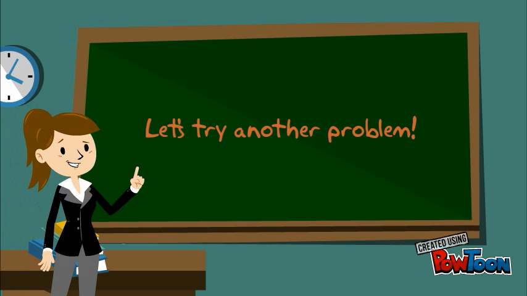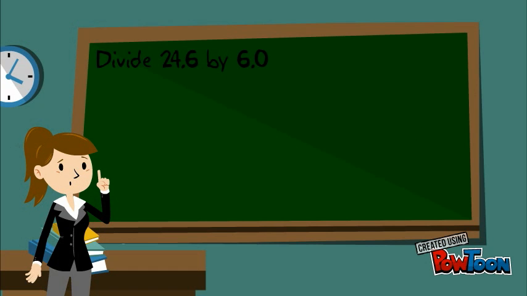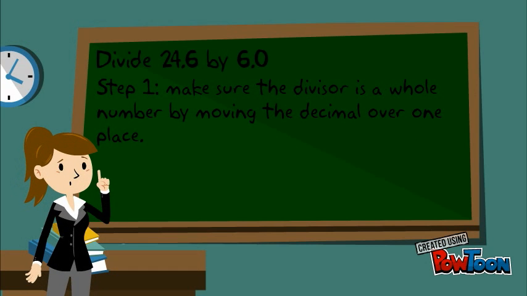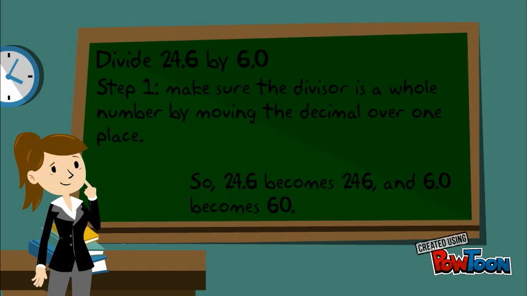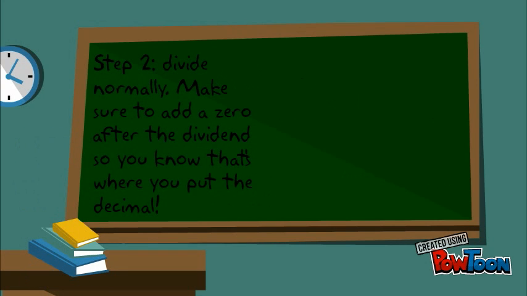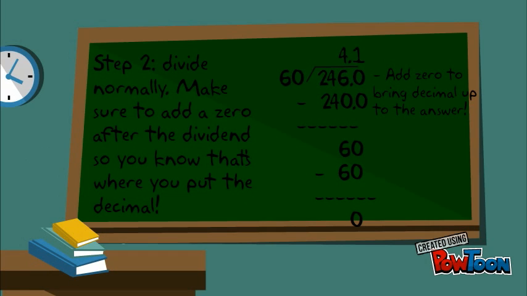Let's try one more problem. We are going to be dividing 24.6 by 6, or 6.0. So step 1 is to make sure the divisor is a whole number by moving the decimal over one place. So 24.6 becomes 246, and 6.0 becomes 60. Next, we're just going to divide normally. Make sure to add a 0 after the dividend so you know that's where you put the decimal. We're going to end up getting an answer of 4.1.